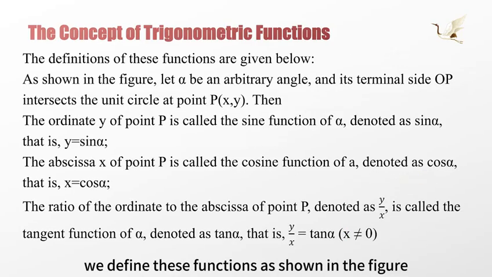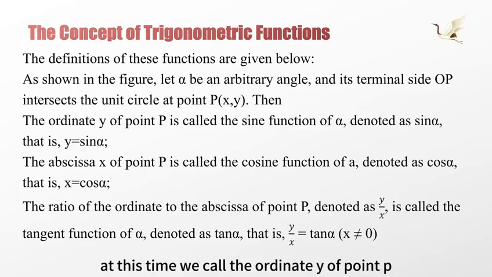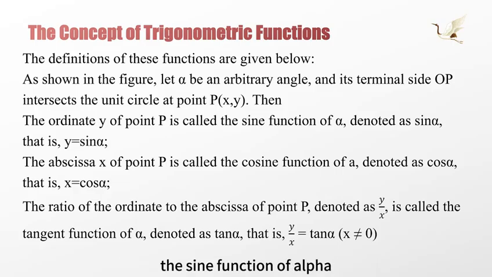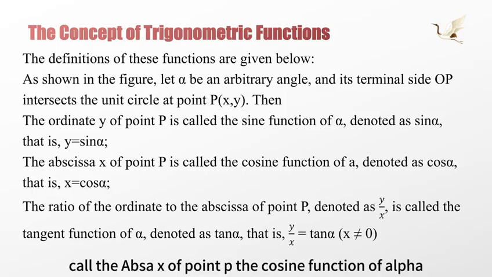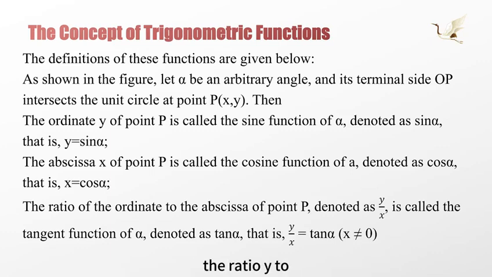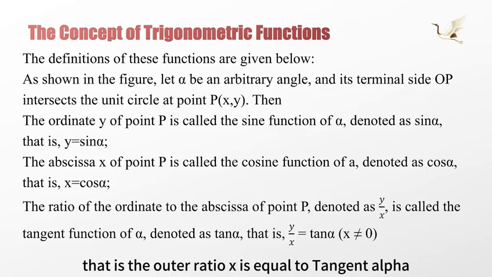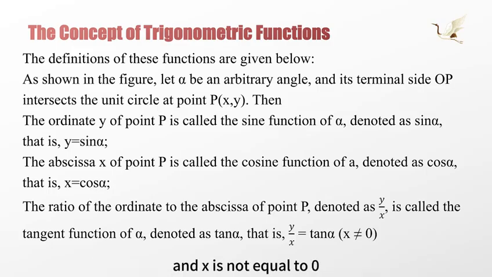So the abscissa x and ordinate y of point P are both called functions of alpha. We define these functions. As shown in the figure, the angle alpha is an arbitrary angle. Its terminal edge OP intersects the unit circle at point P(x, y). At this time, we call the ordinate y of point P the sine function of alpha, and record it as sine alpha, that is, y equals sine alpha. We call the abscissa x of point P the cosine function of alpha, recorded as cosine alpha, x equals cosine alpha. The ratio y to x of the ordinate and abscissa of point P is called the tangent function of alpha, and is recorded as tangent alpha, that is, y over x equals tangent alpha, where x is not equal to 0.